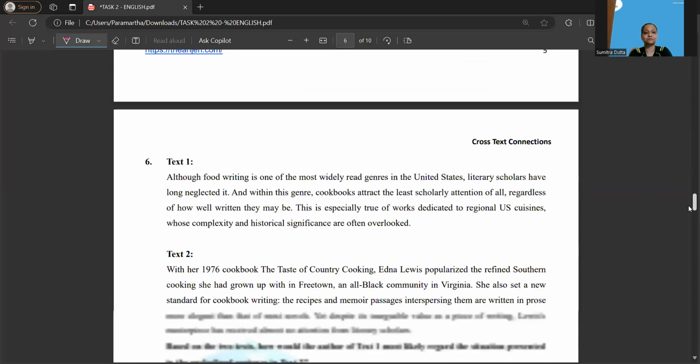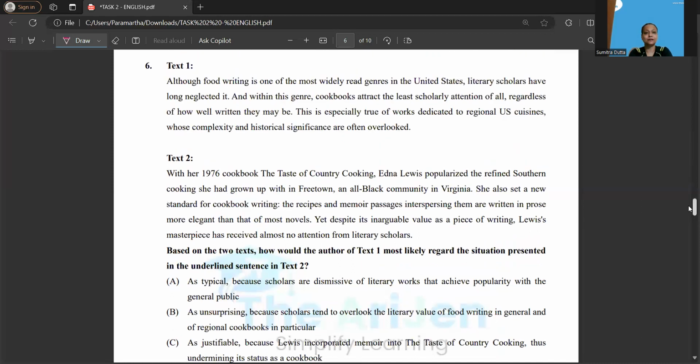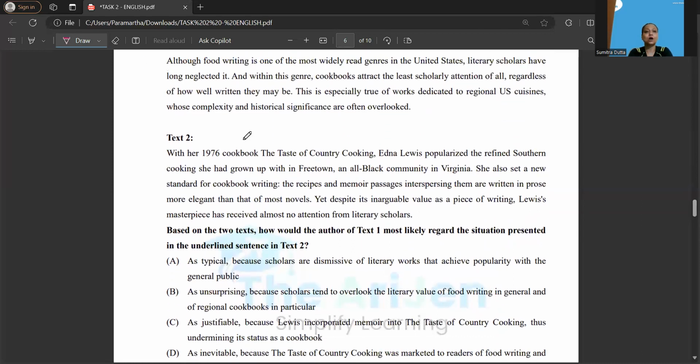Next, number 6. Okay. So here comes number 6. Text 1: Although food writing is one of the most widely read genres in the United States, literary scholars have long neglected it. Food writing. Okay, they're speaking about food writing. In the United States, literary scholars have long neglected it.